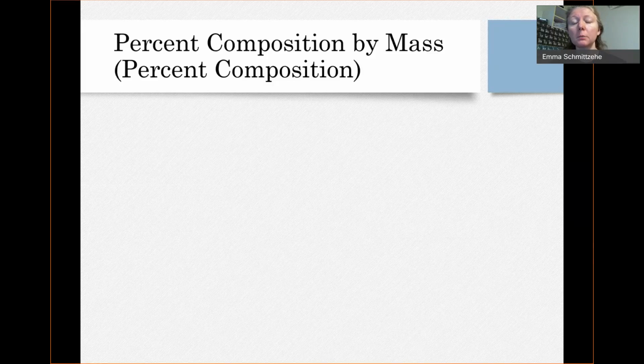But there are some scenarios where you would look at percentages by volume. But if we do that, I would specify that it's by volume. So whenever you see a percent, assume it's by mass, unless you're told otherwise. So percent composition is just the way we would normally say it.